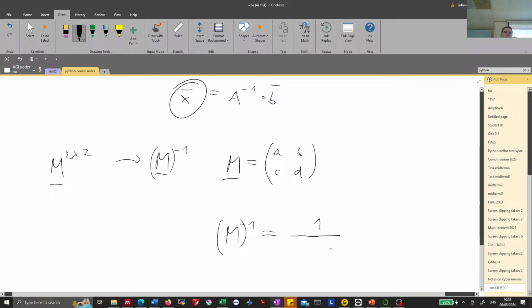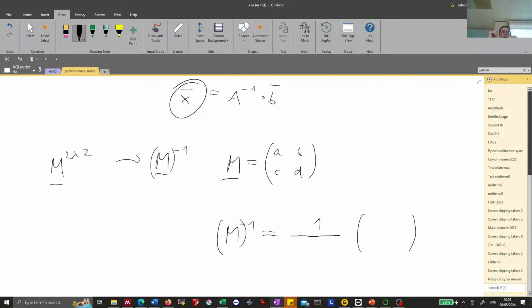1 divided by the determinant, and then you need to change the elements a little bit. Yes, no, maybe.